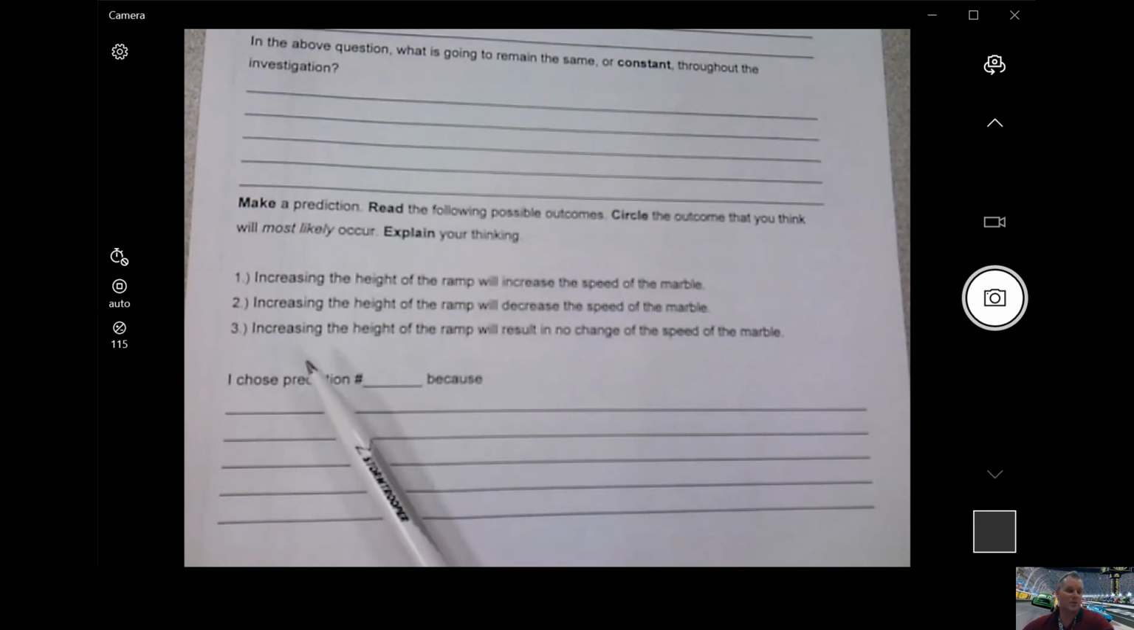The second thing that could happen: increasing the height of the ramp will decrease the speed of the marble. So you'll look at all your data together, group 1 through group 6. Did it actually slow down?